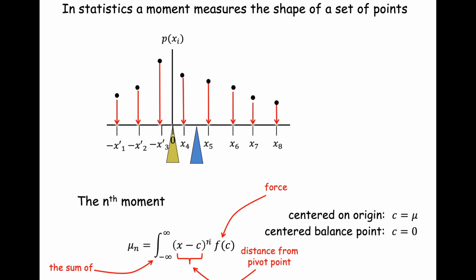All right, so we center on origin. c is equal to the mean. It could be x bar. And it's centered balance point, meaning if it's not centered, c is equal to 0.